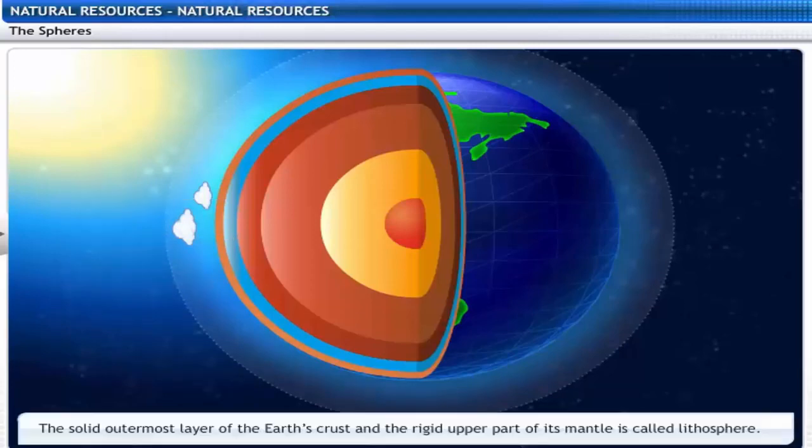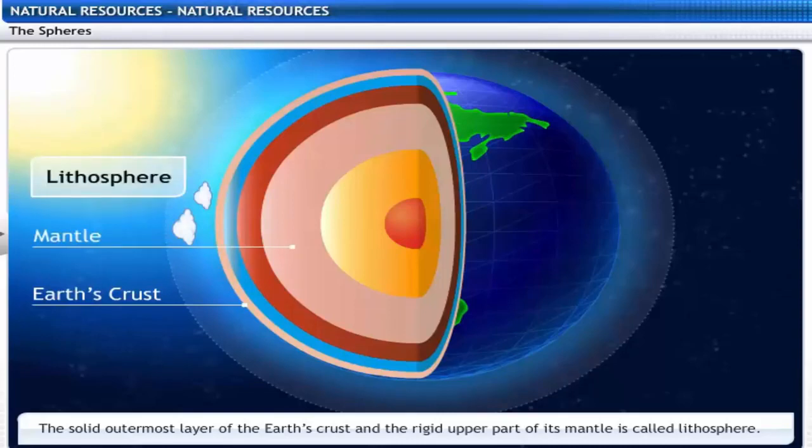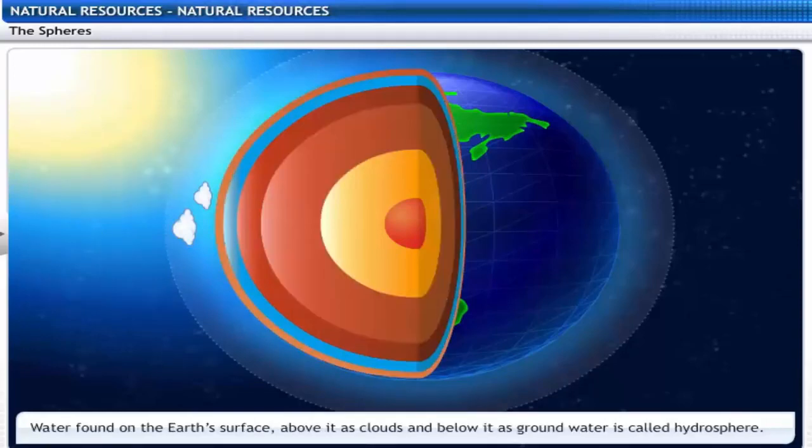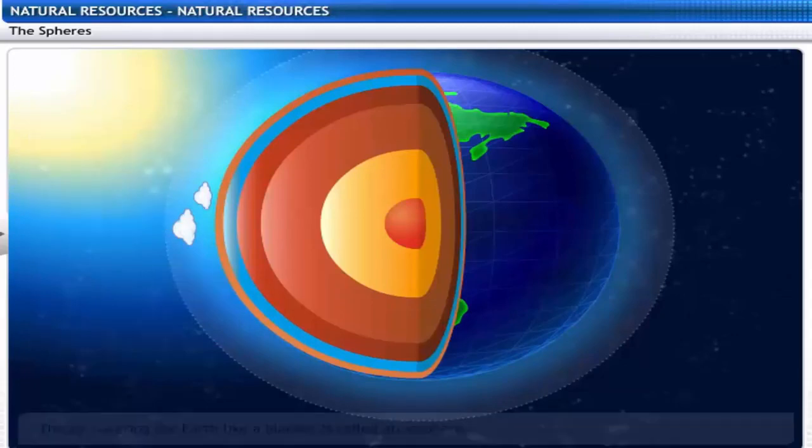The solid outermost layer of the Earth's crust and the rigid upper part of its mantle is called lithosphere. The water that is found on the Earth's surface, above it as clouds, and below it as groundwater, is called hydrosphere. It constitutes 75% of the Earth's surface.